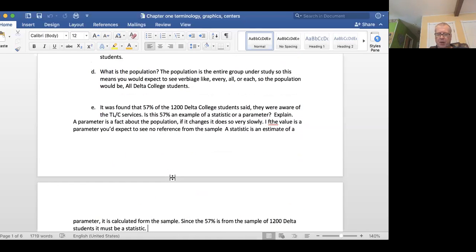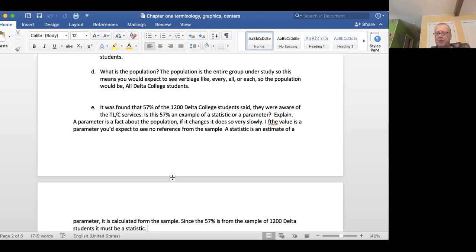Okay, let's look at part E. If it was found 57% of the 1,200 Delta College students said they were aware of the TLC services, is this 57% an example of a statistic or parameter? So what's a statistic? A statistic is a measure about the sample. A parameter is a measure that's a fact about a population.